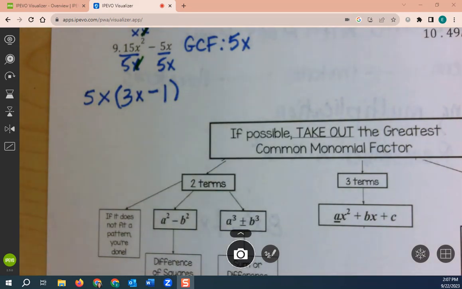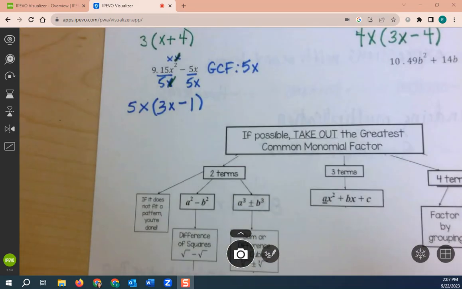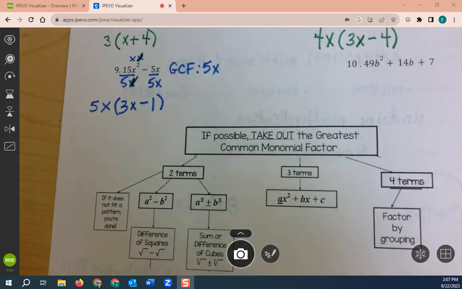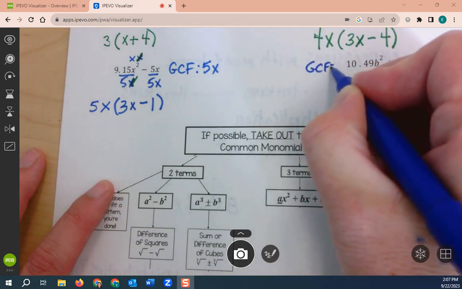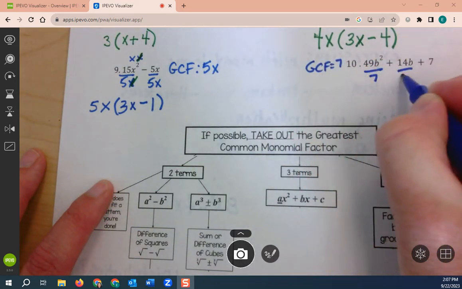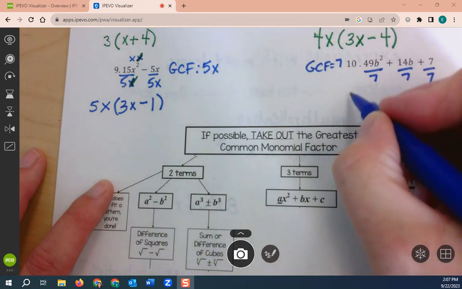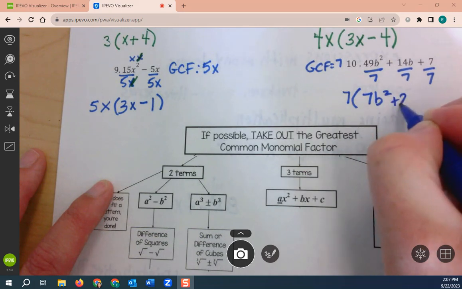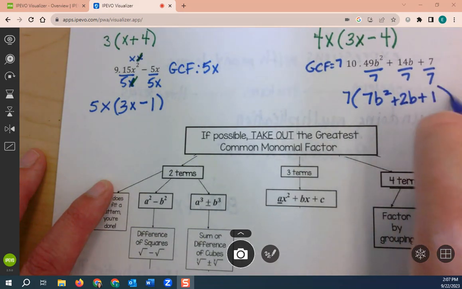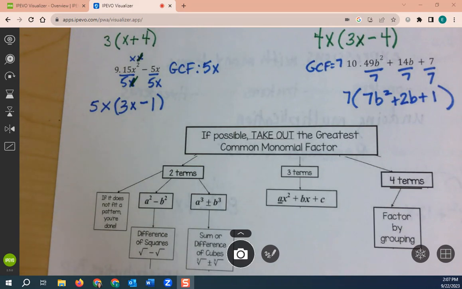Got to wrap these up. Okay. In number 10, do all three terms have a b? No, so we can't divide by b. But we can factor out what number? 7. 7, good. So my GCF is 7. All right, so my 7 on the outside, and you should get 7b squared plus 2b plus 1. Don't forget your plus 1 there.